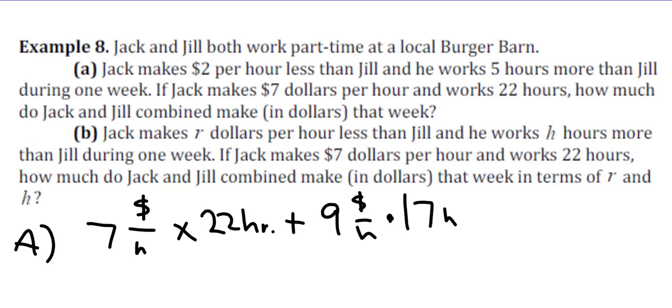So let's go ahead and hack this all out. 7 times 22 plus 9 times 17 gives us about $307, right? Since we left the labeling on here, the units, our hours canceled out, because hour on top, hour on bottom, reduced to 1. So we noticed we were only left with dollars. That's why the answer is $307.